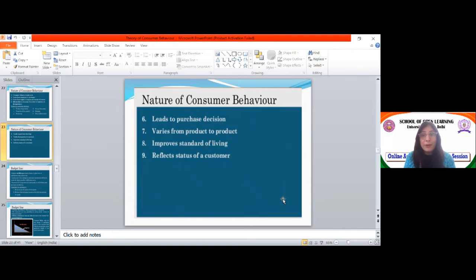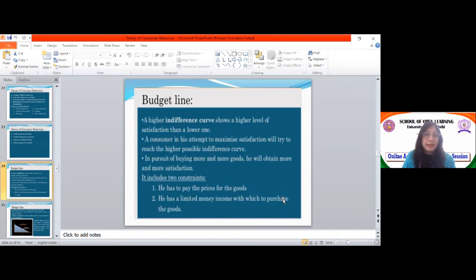So consumer is always trying to take the best decision for the purchase. Now it varies from product to product and improves the standard of living. So reflects status of a customer. Obviously, when your status is very high, you're gonna purchase very costly or expensive things. So a higher indifference curve shows a higher level of satisfaction than a lower one. Or a consumer in his attempt to maximize satisfaction will try to reach the highest possible indifference curve.